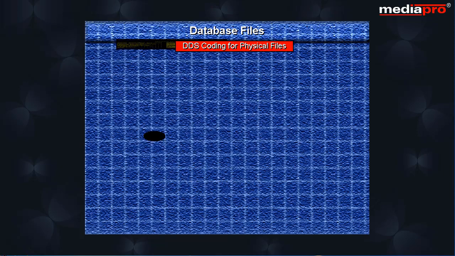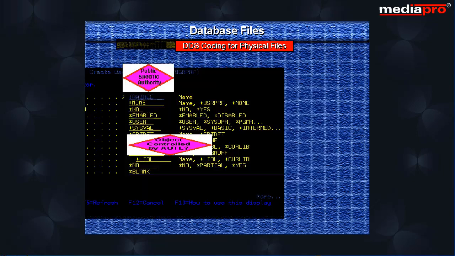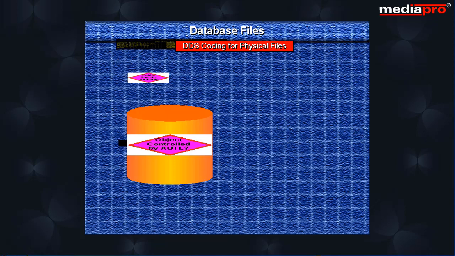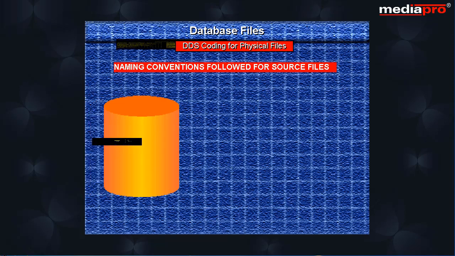Data description specifications, or DDS, are used to describe externally defined objects such as database files, display files, and printer files. The source files are used to store the data description specifications. We use the create source physical file command to create the source file. There are some naming conventions that are normally followed for source files.